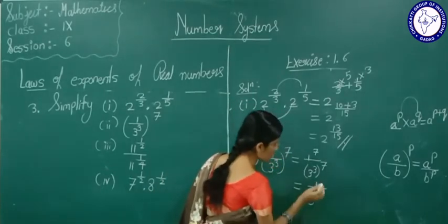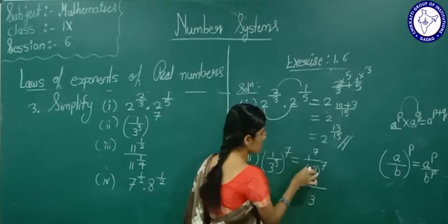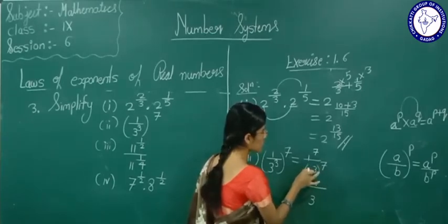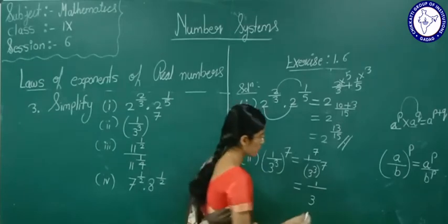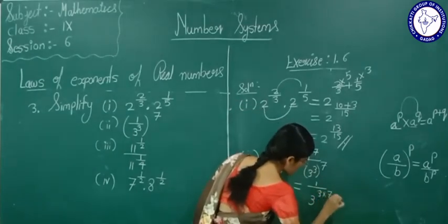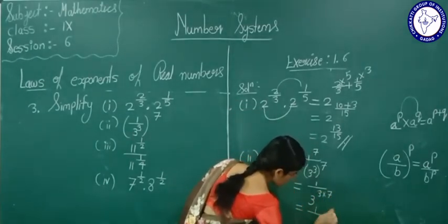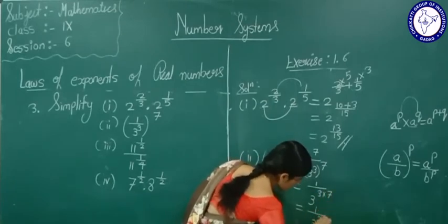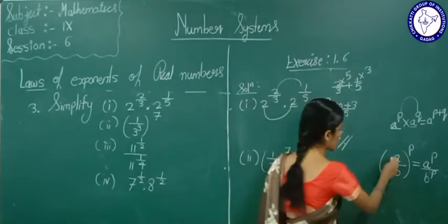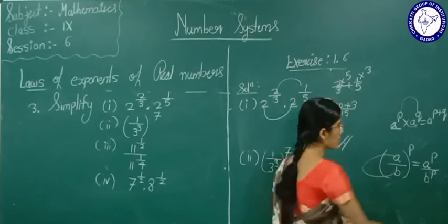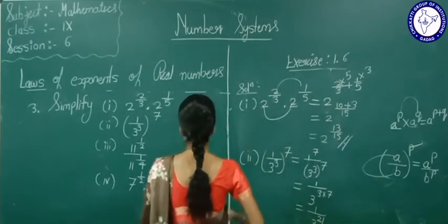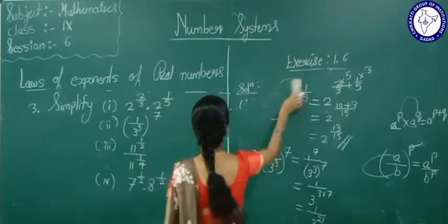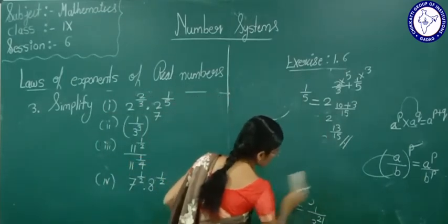Here, which law we are going to use? a raised to p raised to q is nothing but a raised to p into q. It will be 3 into 7. It will be 1 divided by 7 3s are 21. Here don't get confused. Here a and b are two real numbers and p is one rational number. Okay, in the similar way we are going to solve third one.